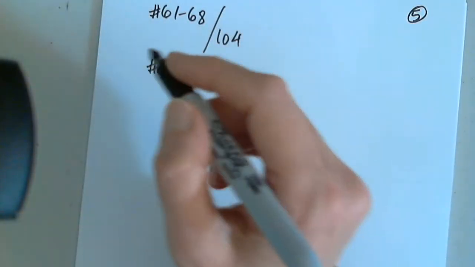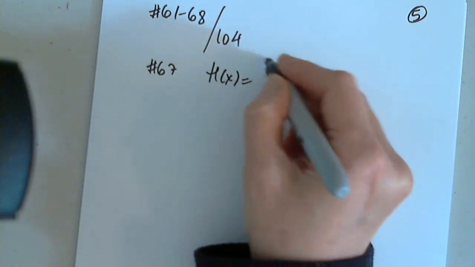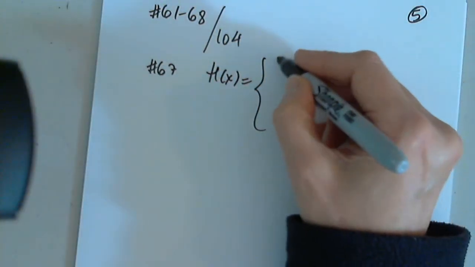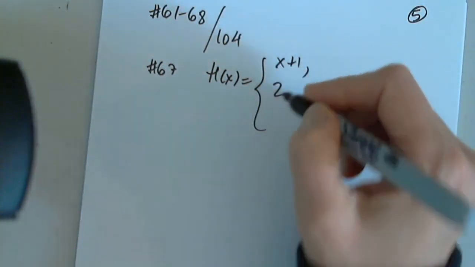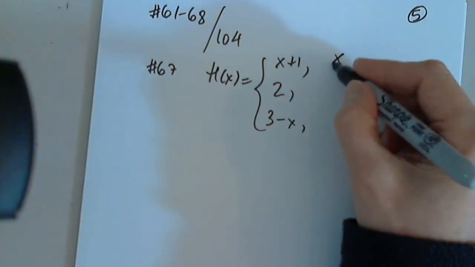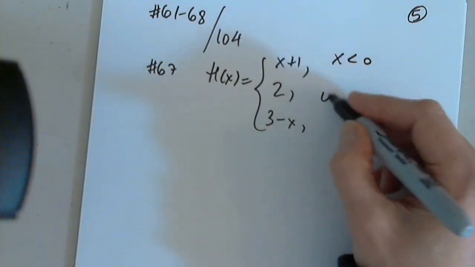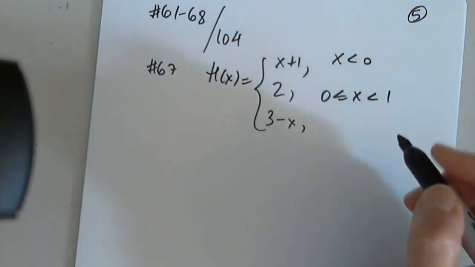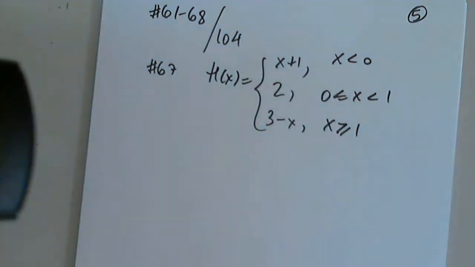So I see 67 is a function h of x. And we have x plus 1, we have 2, and we have 3 minus x. The first one is x less than 0. The next one is between 0 and 1. And the last one is x greater than or equal to 1.